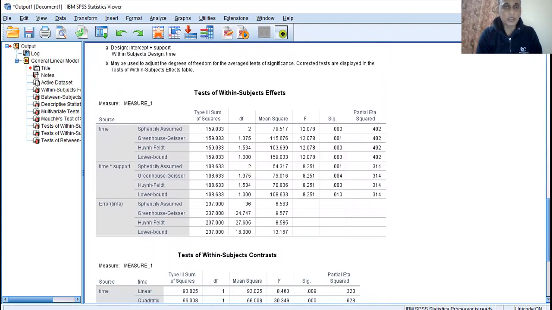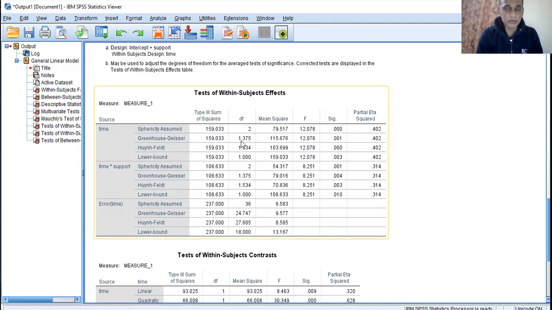And therefore we go for the tests of within-subject effects, where we have three tests before us: sphericity assumed, Greenhouse-Geisser, Huynh-Feldt, and lower bound. We generally work more with Greenhouse-Geisser, because it lies in between the Huynh-Feldt, which is more liberal, and the lower bound, which is more conservative.